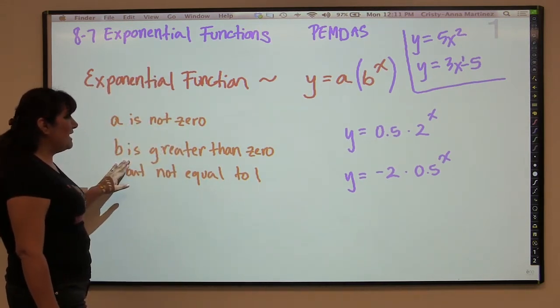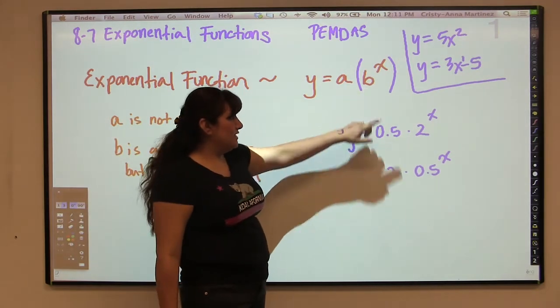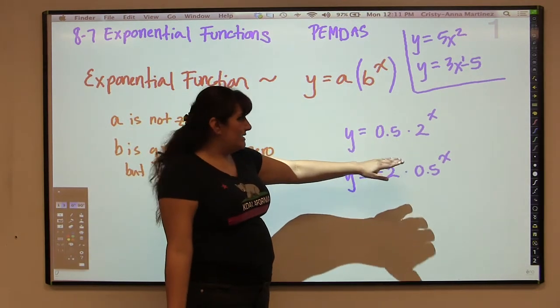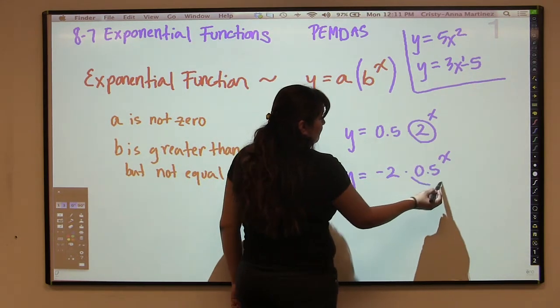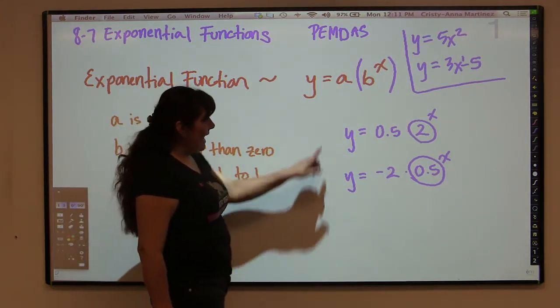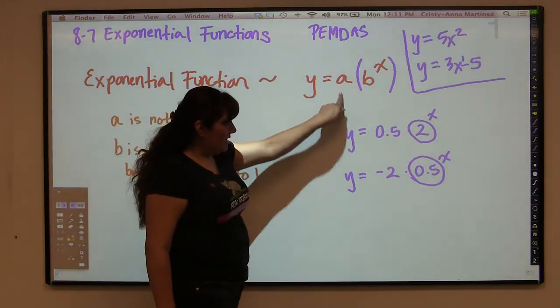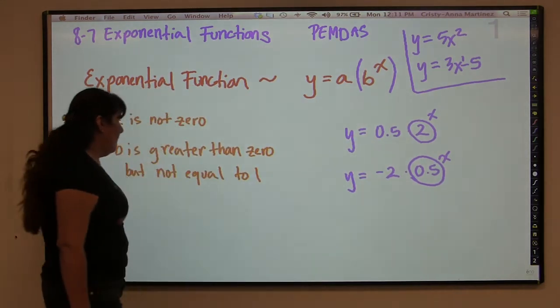Also, b has to be greater than 0. So this number here, the b, has to be bigger than 0, so positive, basically. You can see that here b is 2, and here b is 0.5. Both of those numbers are positive. Notice that the a value doesn't have to be positive. In this case, a is negative, but the b value has to be positive.